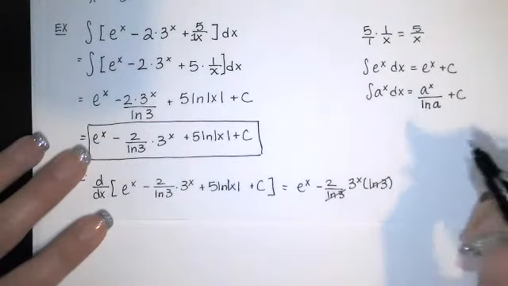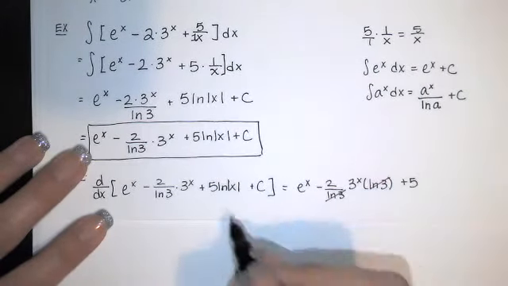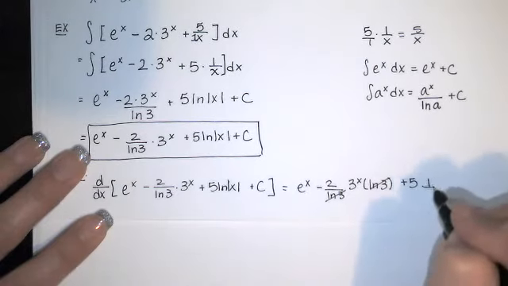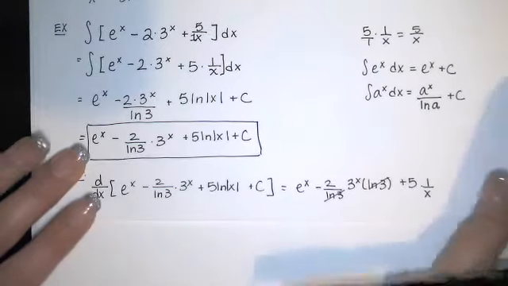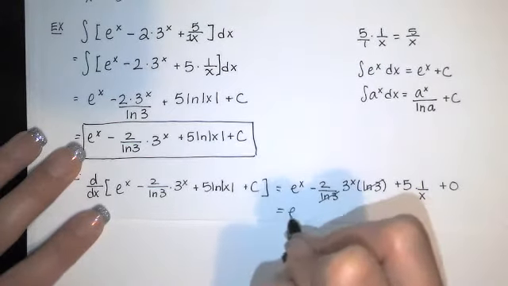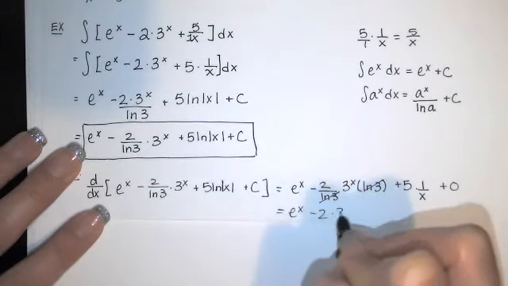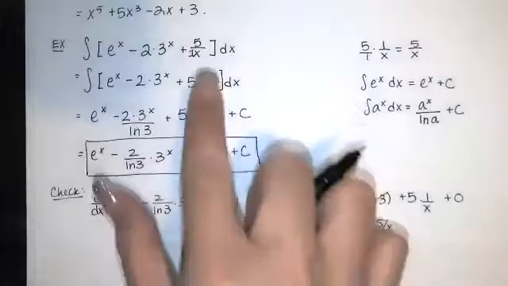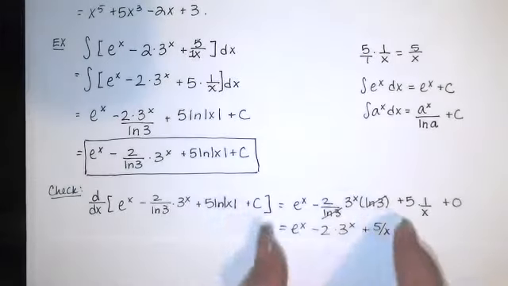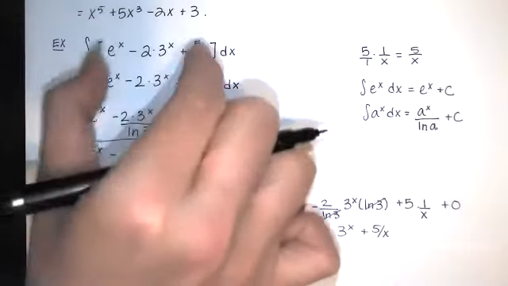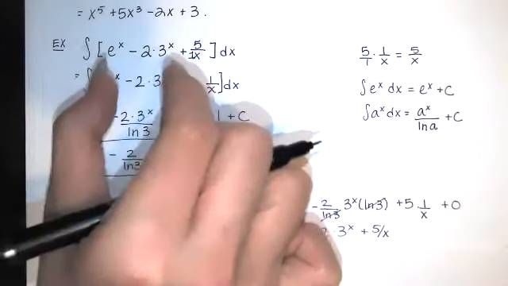Then I have a 5, so I bring that down. Then I multiply by the derivative of natural log of the absolute value of x, which is 1 over x. And then I add the derivative of a constant, which is 0. So that gives me e to the x minus 2 times 3 to the x plus 5 over x. And that's my original integrand. So this is the antiderivative of this because the derivative of this gives me the original function back.